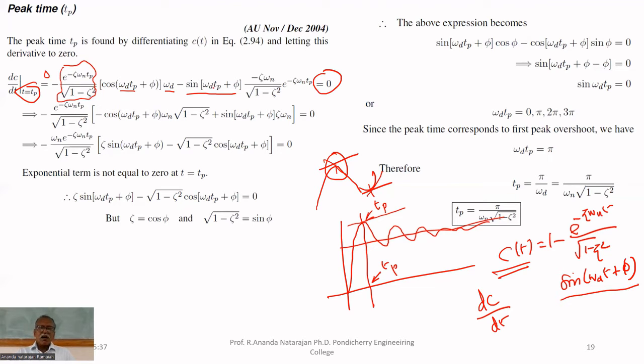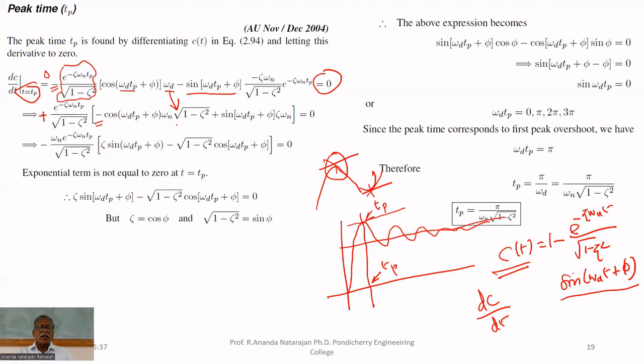Now, common terms will be taken out. E power minus zeta omega n t is in both terms. That's why we are taking e power minus zeta omega n tp outside. Square root of 1 minus zeta square is also in both terms, so that is also taken outside. Here, cos, this is minus, that's why we are putting a minus sign here: cos omega d tp plus phi multiplied by omega d. Omega d equal to what? Omega d equal to omega n square root of 1 minus zeta square.